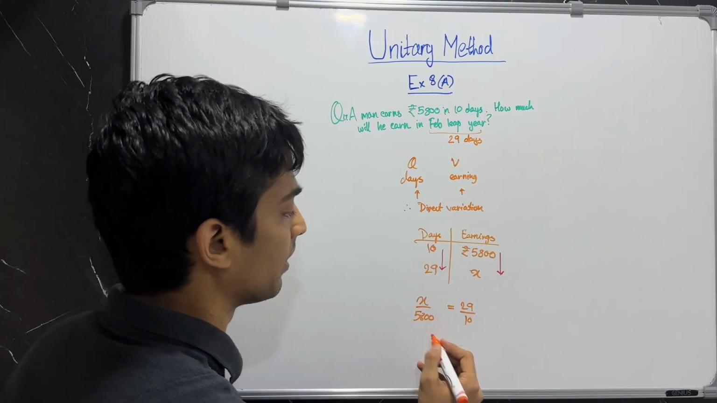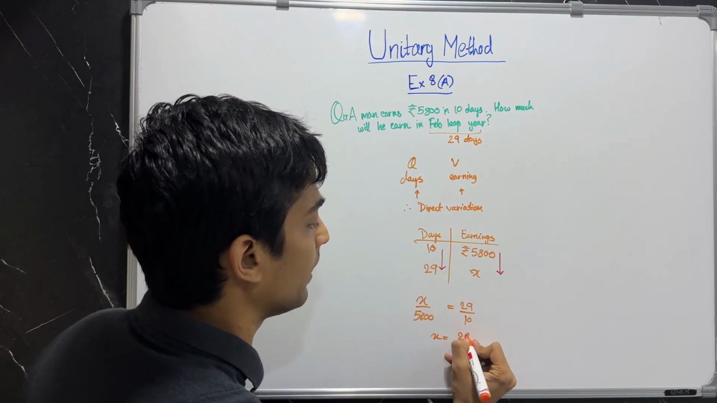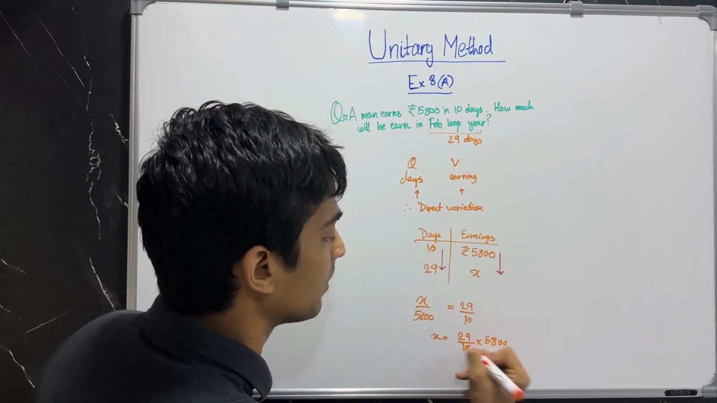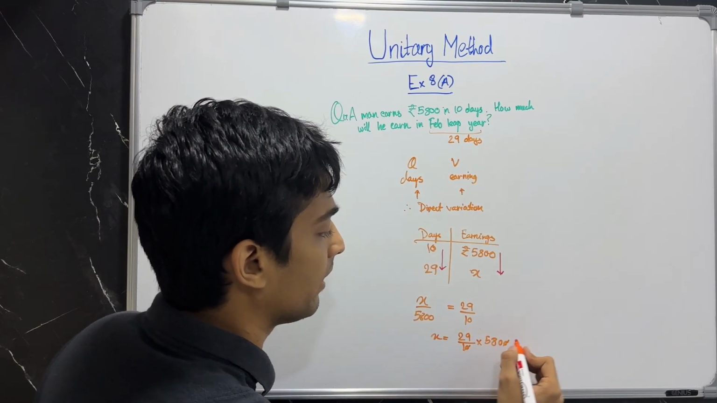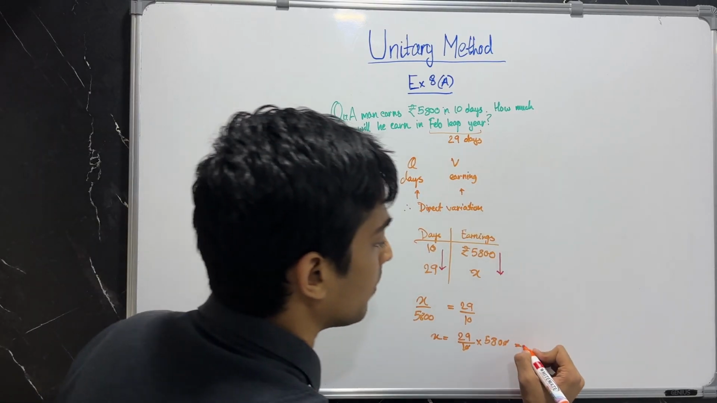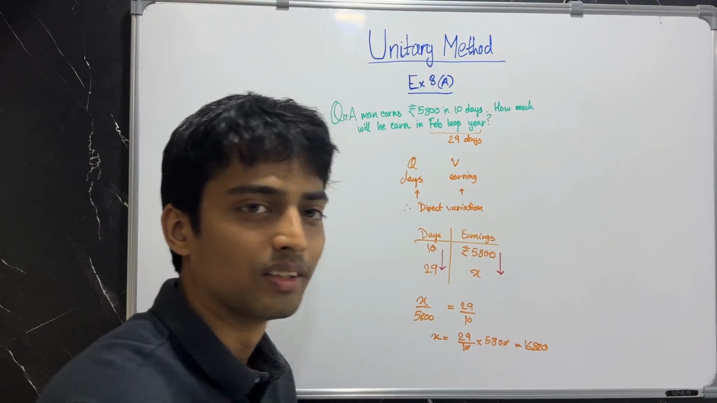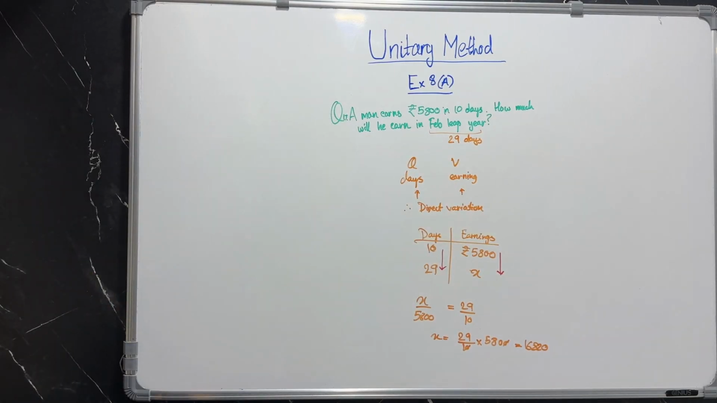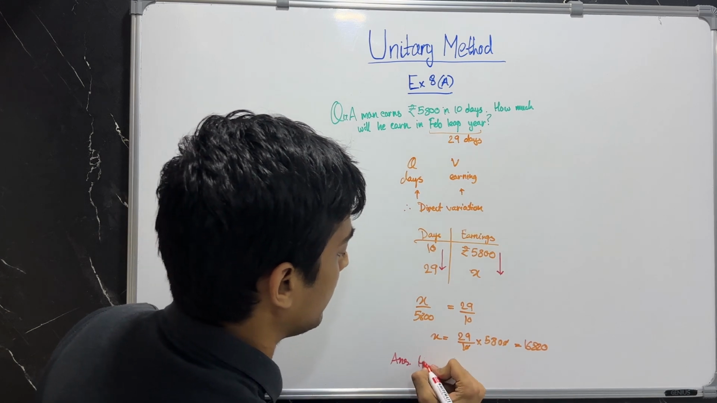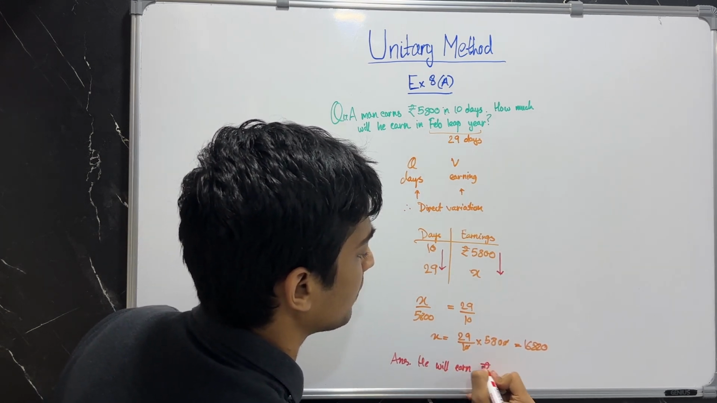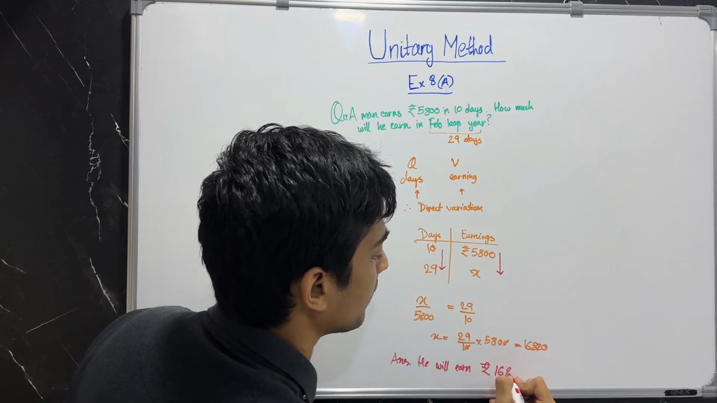Now let's get the 5800 there. X is equal to 29 divided by 10 multiplied by 5800. Cancel the 0 here. 29 into 580 is 16820. This is the final answer. So the answer we'll write now: he will earn rupees 16820.